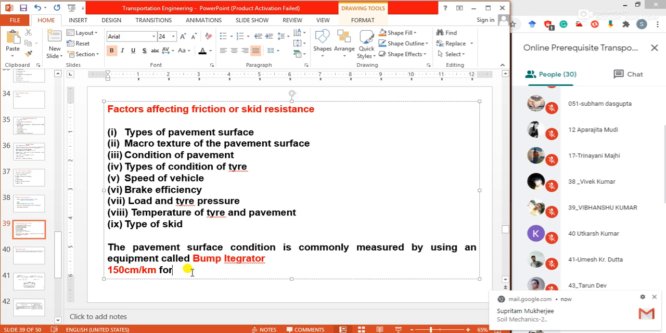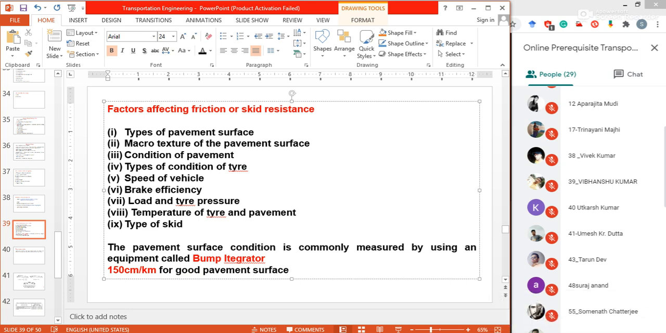So 150 centimeter per kilometer for good pavement. This value is important. Good pavement surfaces of high speed highways.